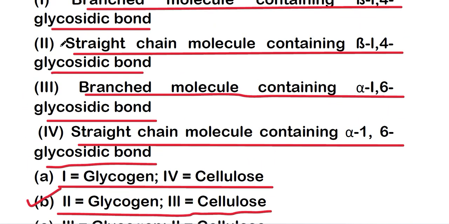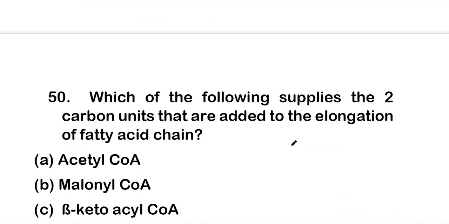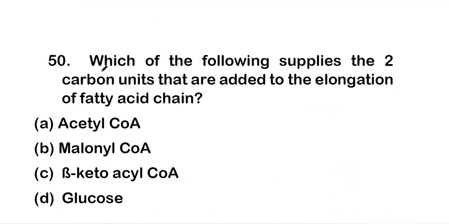So number 2, that is a straight chain molecule containing beta 1,4 glycosidic linkage, is glycogen, and branched molecules containing alpha 1,6 glycosidic linkage or glycosidic bond is cellulose. Okay, so this is the question. So move on to the next one, that is number 50.